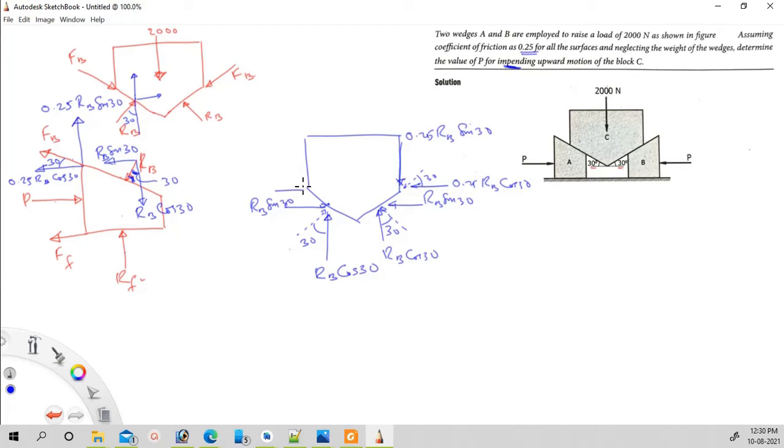Similarly here also there will be two components like this, and this is the frictional resistance. This will be 30 degree. Therefore, this will be 0.25 RB cos 30 and this will be 0.25 RB sin 30. Then which is the force remaining? 2000. This is the free body diagram for the block.